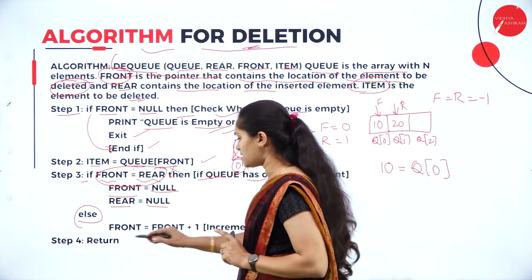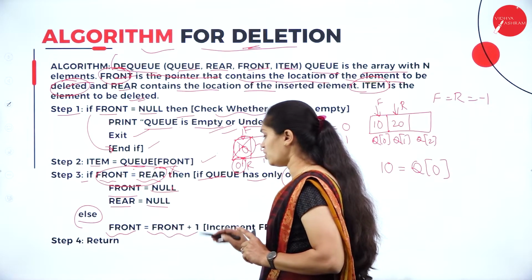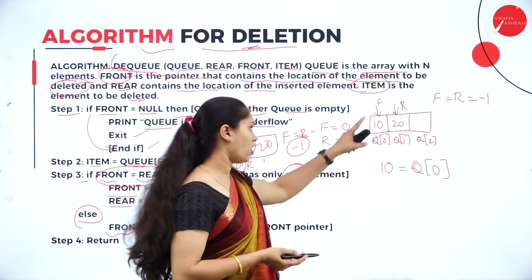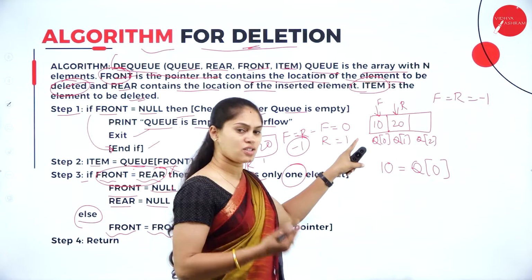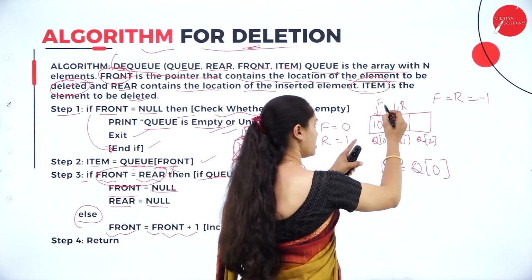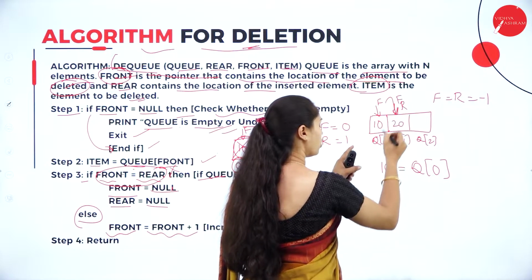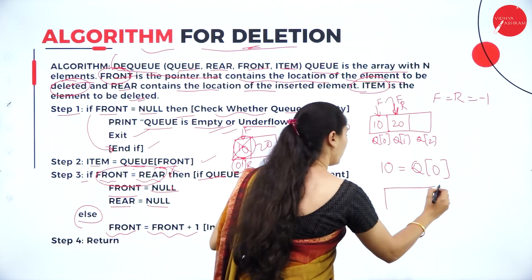When it comes to the else part, here front is equal to front plus 1. Front was in the 0th location. So now front plus 1 means the front pointer will come to the first position. So now how will it be?